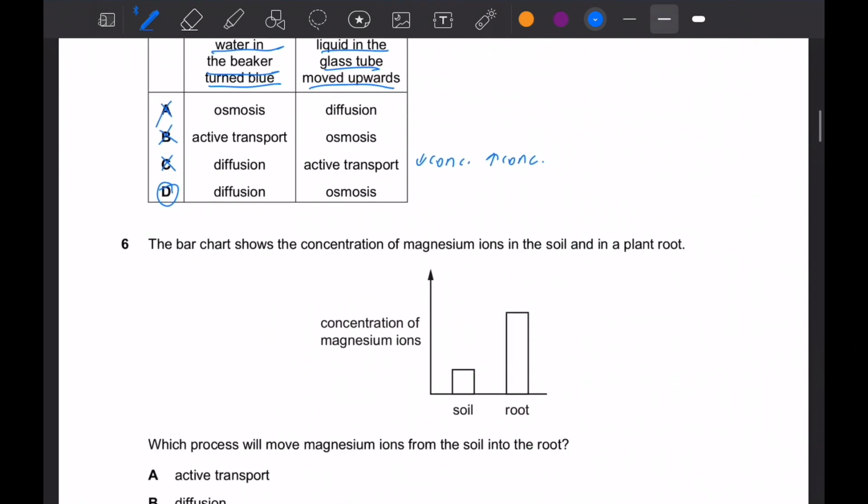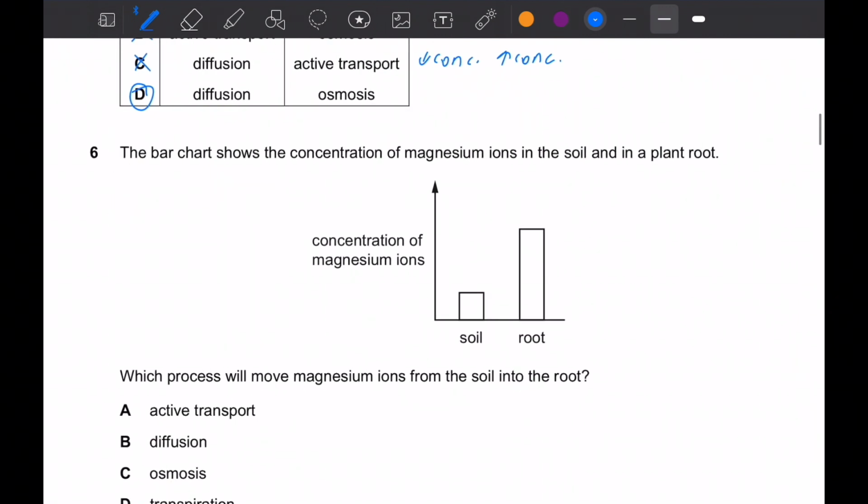Next question, the bar chart shows the concentration of magnesium ions in the soil and in the plant root. Which process will move magnesium ions from soil into the root? So based on the graph given, the soil has a lower concentration of magnesium ions while the root has a higher concentration of magnesium ions, meaning that it moved from a region of lower concentration to a region of higher concentration, which is active transport, so the answer would be A.